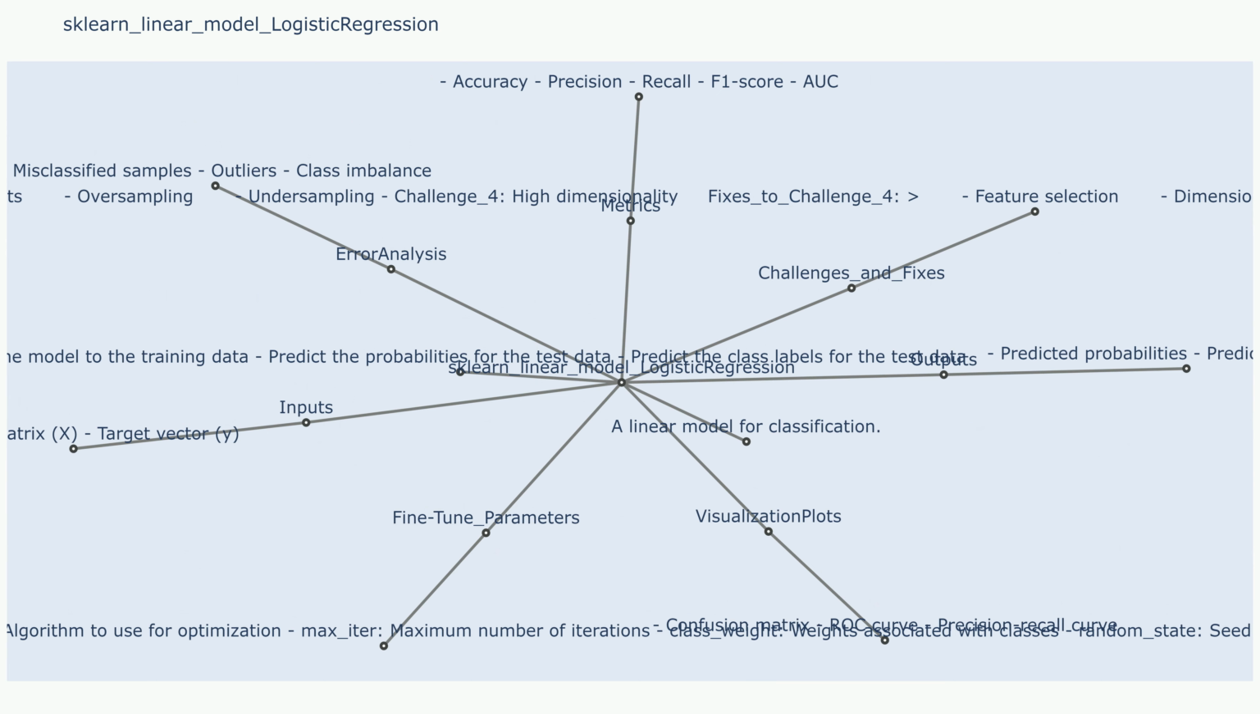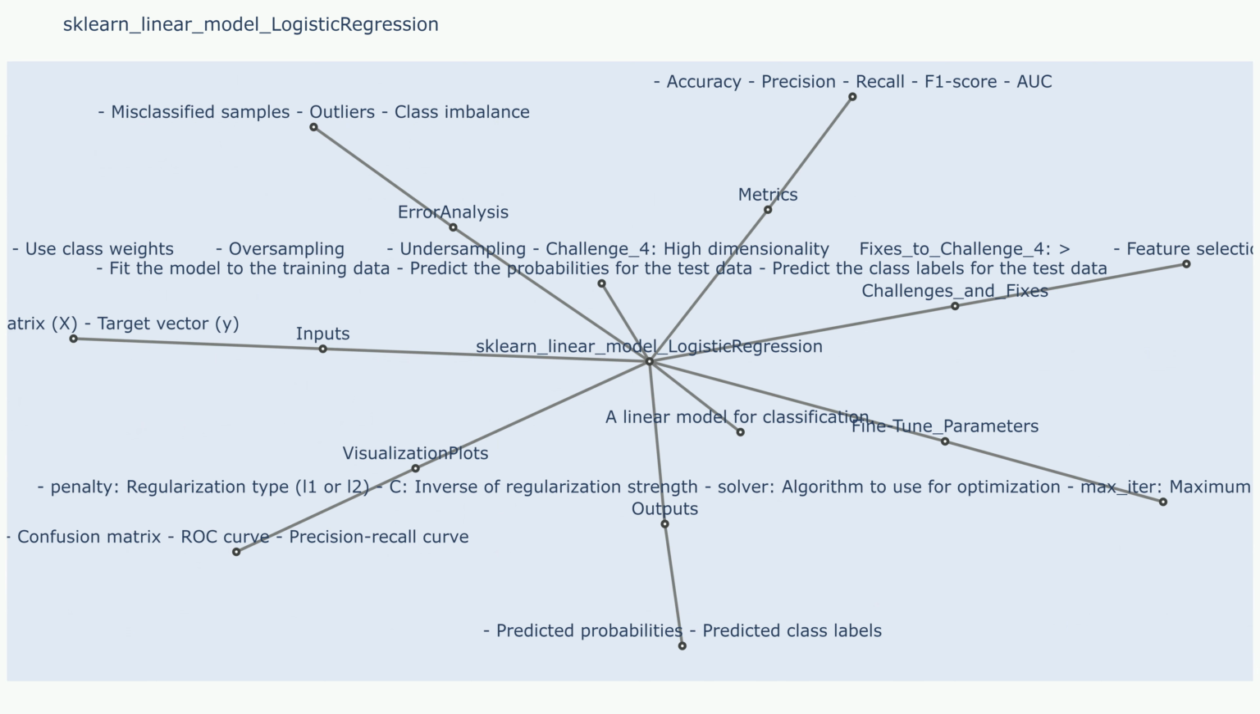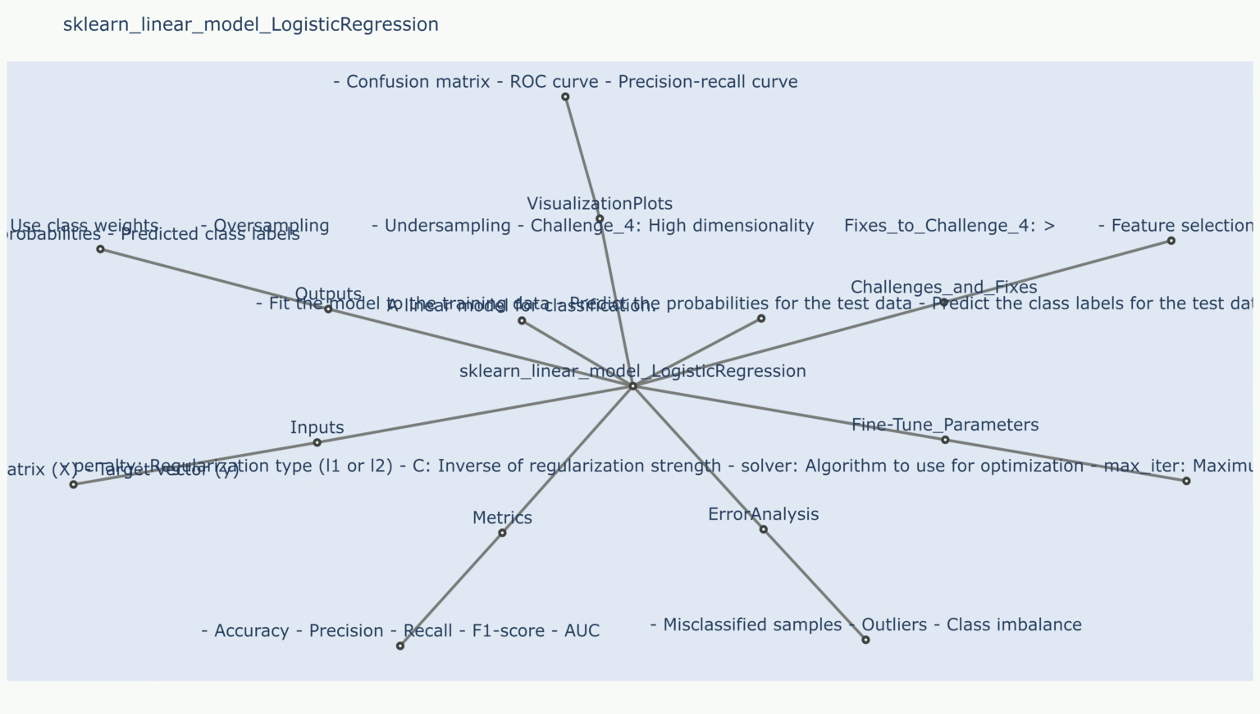Sample use case that resulted in challenge 2: training a logistic regression model to detect fraud, where fraudulent transactions are rare compared to legitimate transactions, may result in the model being biased towards predicting legitimate transactions. Fixes to challenge 2. Oversampling: increase the number of instances of the minority class by replicating them or generating synthetic instances. Undersampling: reduce the number of instances of the majority class by randomly removing instances.